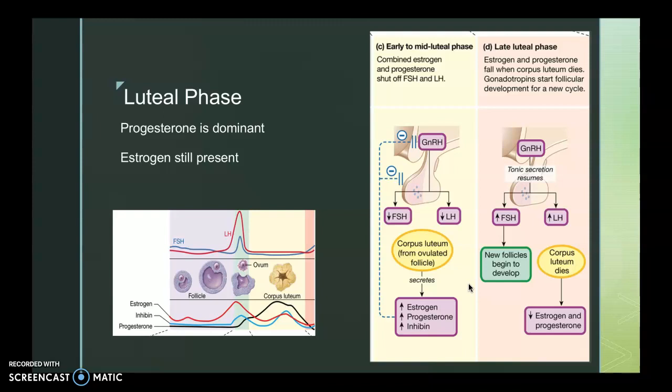We don't see any more positive feedback loops. I did forget to mention that in this phase, it now switches back to negative feedback loop. So we went from a negative feedback loop in the follicular phase to a switch during ovulation to positive feedback, and then now we are back to the negative feedback of hormones in the luteal phase.